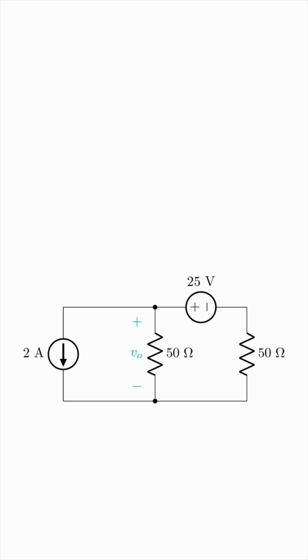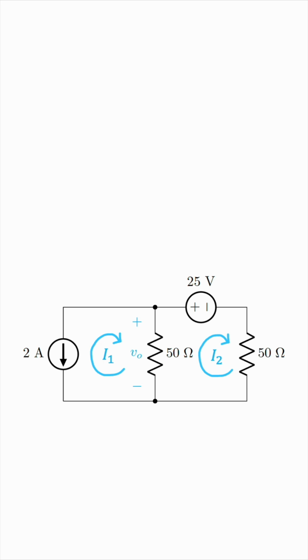Let's draw the two mesh currents, I1 and I2. We'll choose the clockwise direction for the two currents. So we have I1 on the left loop and I2 on the right loop. Now let's write the KVL equations, the Kirchhoff's voltage law equations, for each loop.